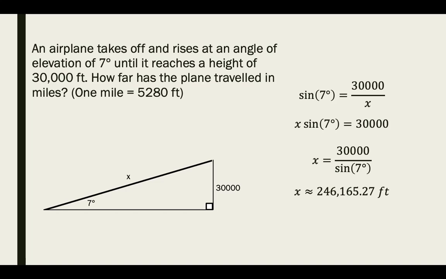246,165.27 feet. However, like I said, we want to report this in miles. If you tell somebody 246,000 feet, it's kind of hard to think about how far that is. Miles is more useful. So let's divide by 5,280 and we get 46.62 miles. So it takes the plane almost 50 miles to reach its cruising altitude of 30,000 feet.